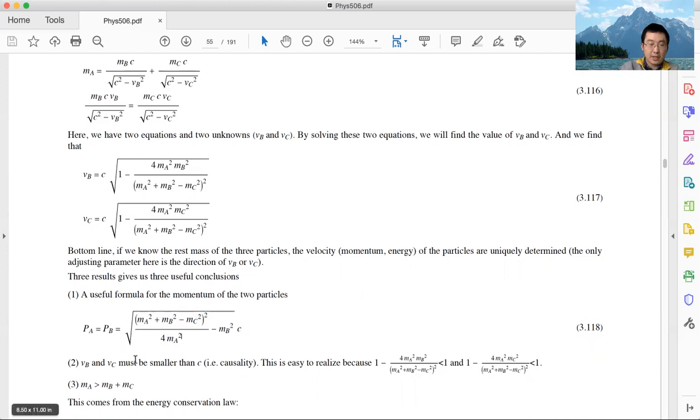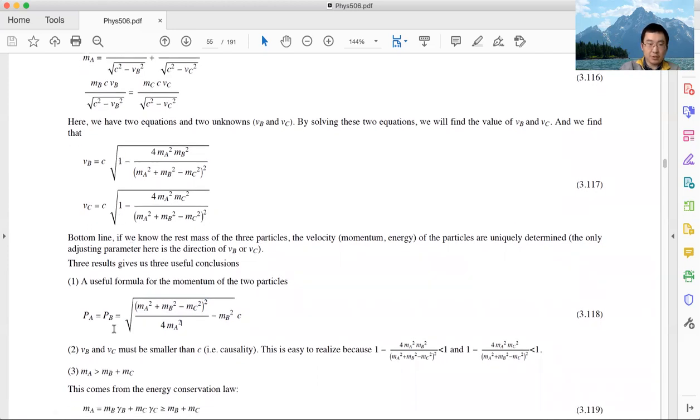We also can get from this solution that VB and VC must be smaller than the speed of light. This is quite straightforward. If you look at VB and VC, you have the speed of light multiplied by a factor. This factor is 1 minus something, and 1 minus something must be smaller than 1. So this is the speed of light multiplied by a factor smaller than 1, which means VB must be smaller than the speed of light, and VC must be smaller than the speed of light.